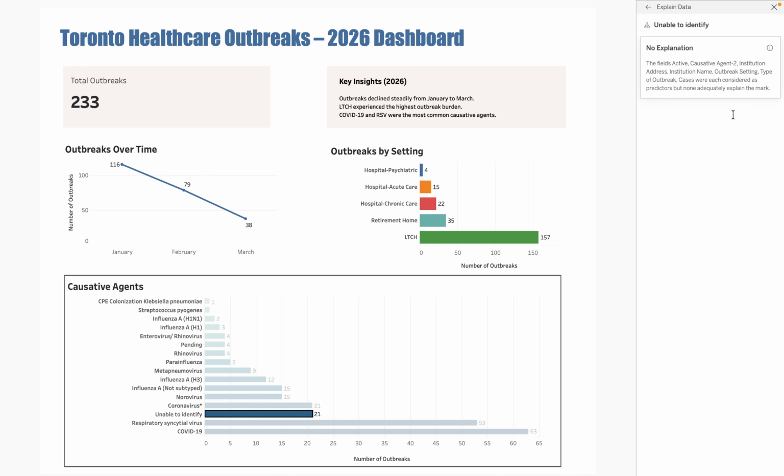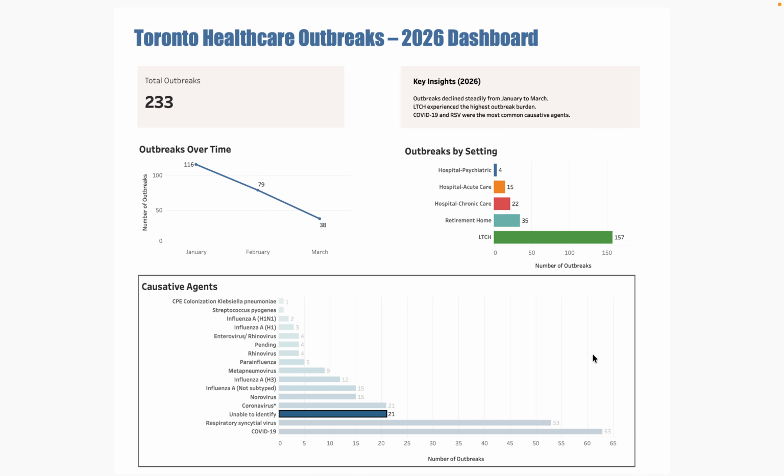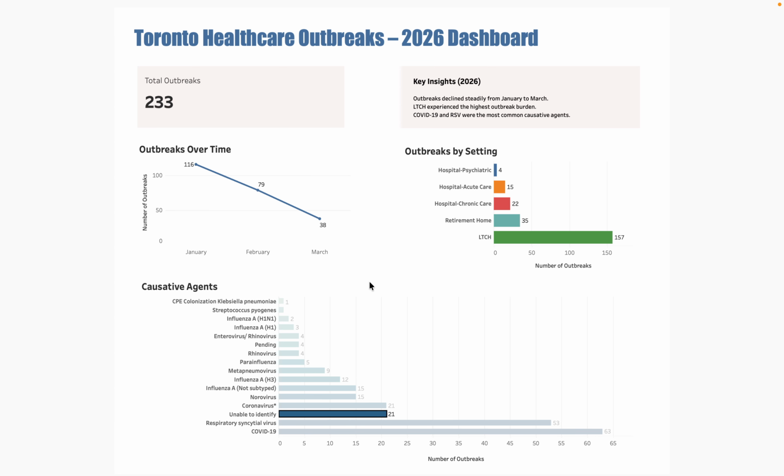So this dashboard, by presenting outbreak data in an interactive way, helps transform complex records into insights that can support public health monitoring and planning. This concludes my analysis for healthcare outbreaks in Toronto for 2026.